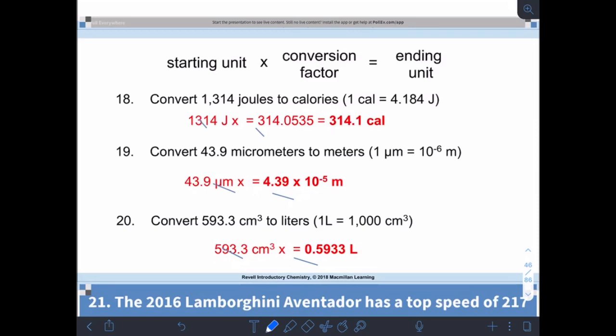All right, so then here's our answers. 18 was 314.1 calories. 19 was 4.39 times 10 to the minus 5 meters. And 20, 0.5933 liters. So we were correct, at least according to the slides.